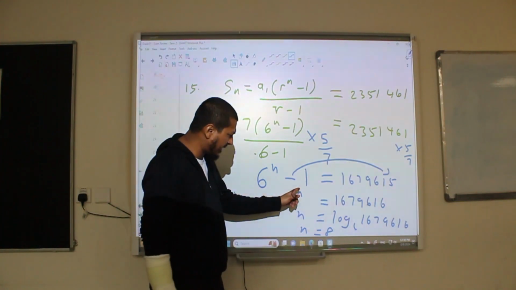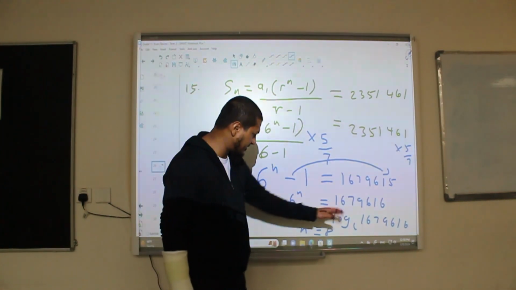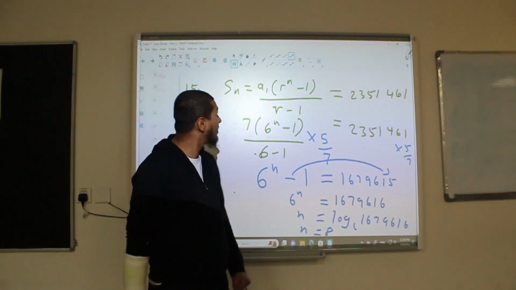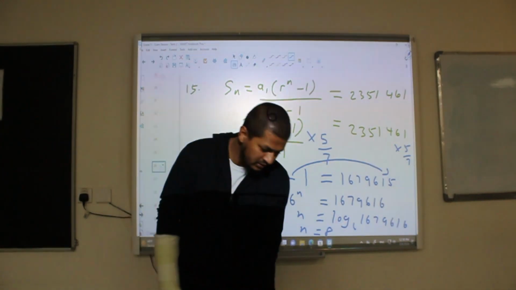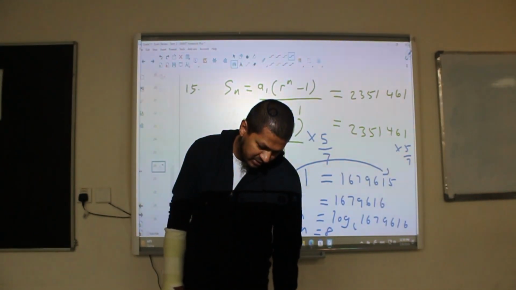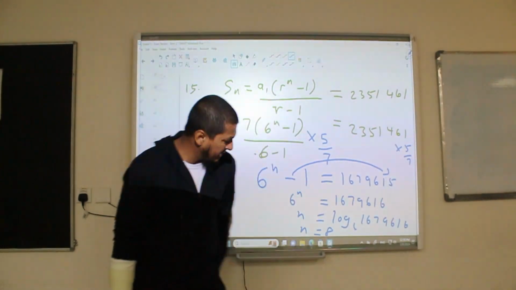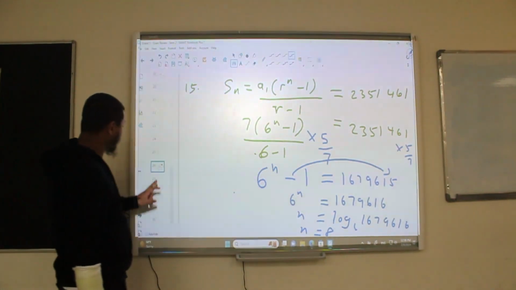Right, remember there's no minus 1 on top, so there's no need to transfer anything over. So n is equal to 8. So how many terms are there in that series? How many terms are there in the series? There are 8 terms in the series.